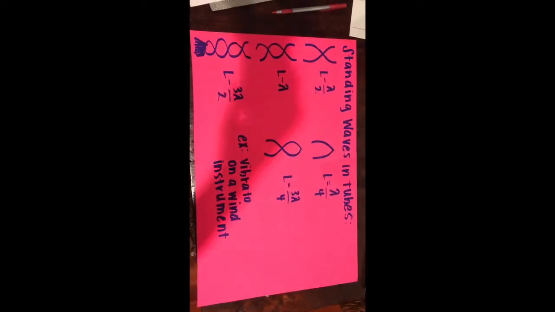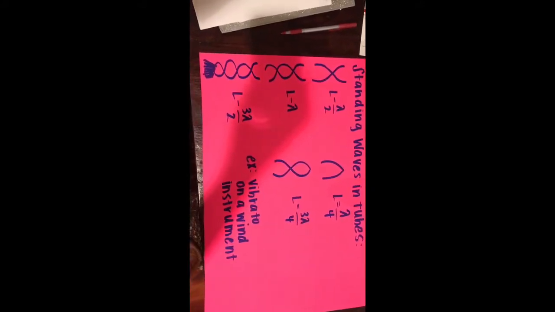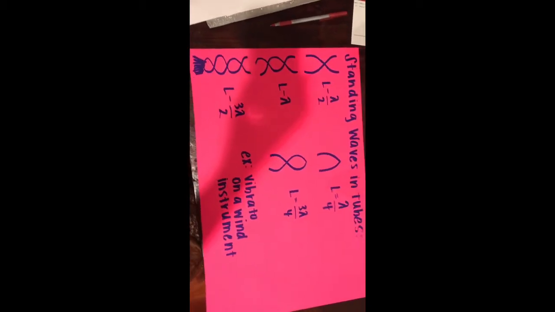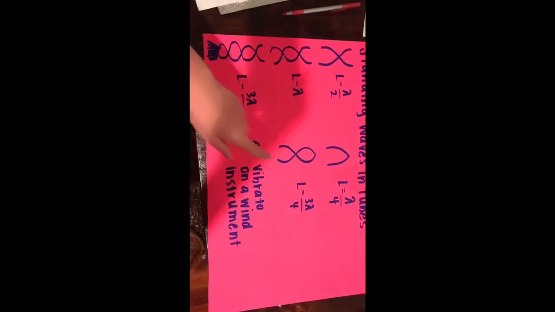So this is standing waves in tubes, and it's like vibrato kind of on a wind instrument. The length will change based on the tube, like if there's openings at both ends, or if it's closed. And those are all the lengths and wavelengths and examples, like so.